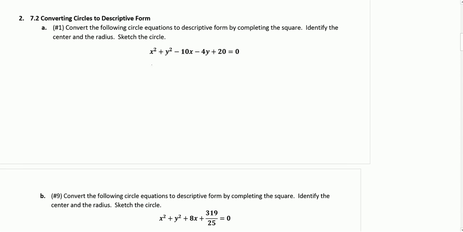To do that, we want to group our x's together. So we have x squared and a minus 10x. I'm going to leave a little space, then positive y squared minus 4y. And everything else, any constants, I'm going to move to the right side of the equation. So we have that positive 20, and I'm going to subtract 20 to make it equal to negative 20.